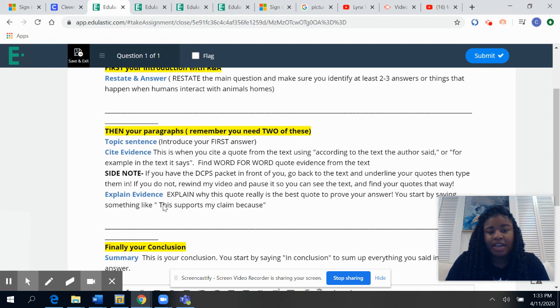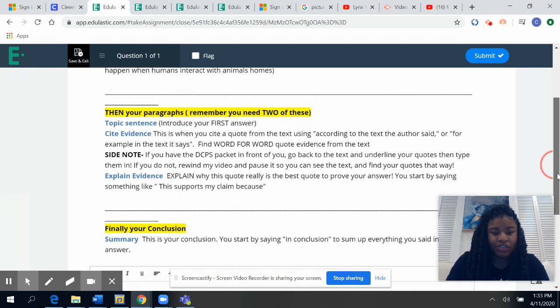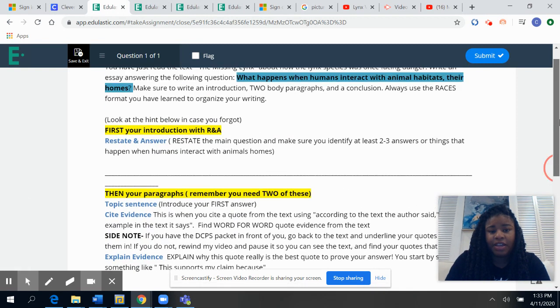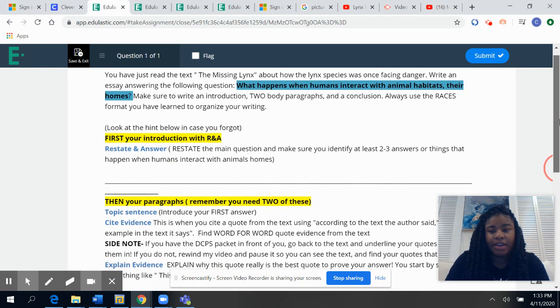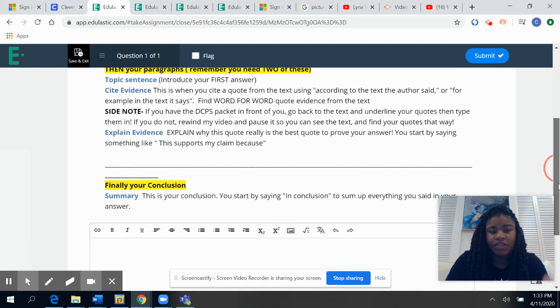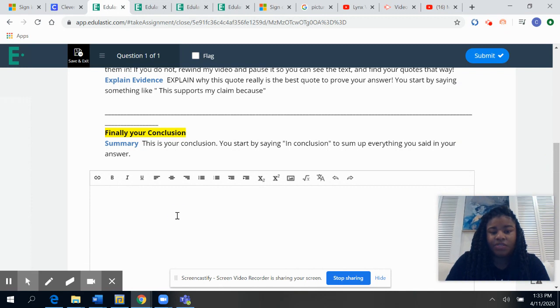So you have topic sentence, cite evidence, and then explain your evidence. Explain why this quote really is the best quote to prove your answer. Start by saying something like, this supports my claim because, right? Remember, it's starting to come back to you from class. And then finally, your last paragraph is your conclusion. You start by saying in conclusion, to sum everything up that you said in your answer above. Okay, so that's kind of the format. I gave you a cheat sheet if you forgot how to start your essay. So this is the format, and then you start typing away.